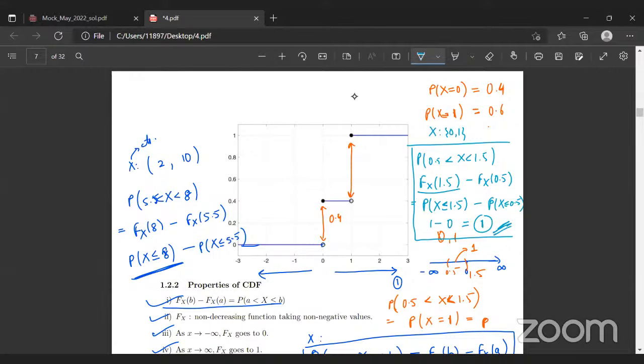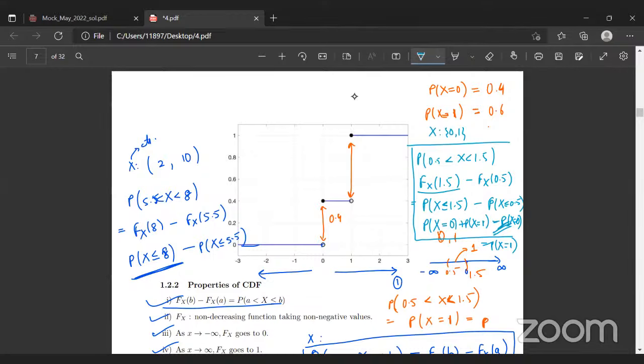Yes, ma'am. In that line, you had written 1 minus 0. Okay, wait. So this is nothing but probability x equal to 0 plus probability x equal to 1, and this is probability x equal to 0. So this becomes just probability x equal to 1. Is it all right? No, ma'am.